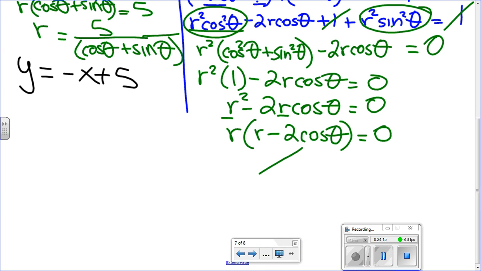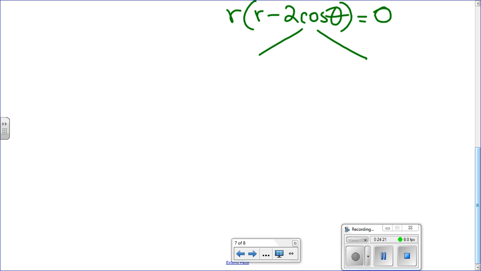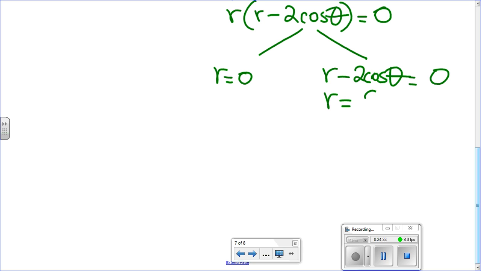Okay, so from here, you're actually going to come up with two equations. One of them is going to be r equals 0, and the other one will be from the next factor, r minus 2 cosine theta equals 0. And then if we solve for r, we will get positive 2 cosine theta. So let's see if we get that. Let's go graph it on our calculator first.